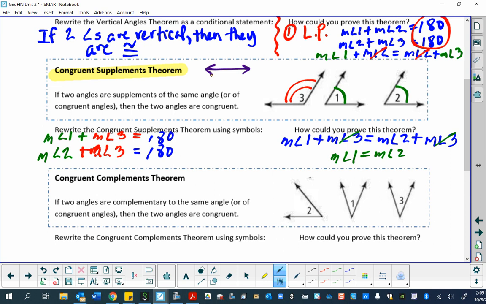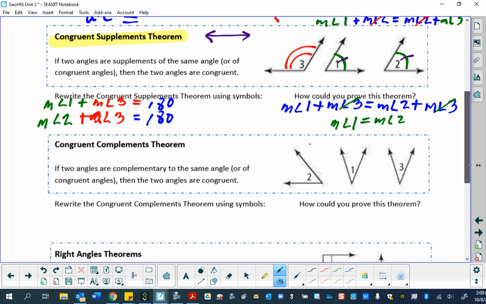Two angles are congruent. Here are my congruent angles. They have the same measure. Are they both going to be supplementary to the same angle? Yeah. This guy's biconditional. How fun is that? He's got it.